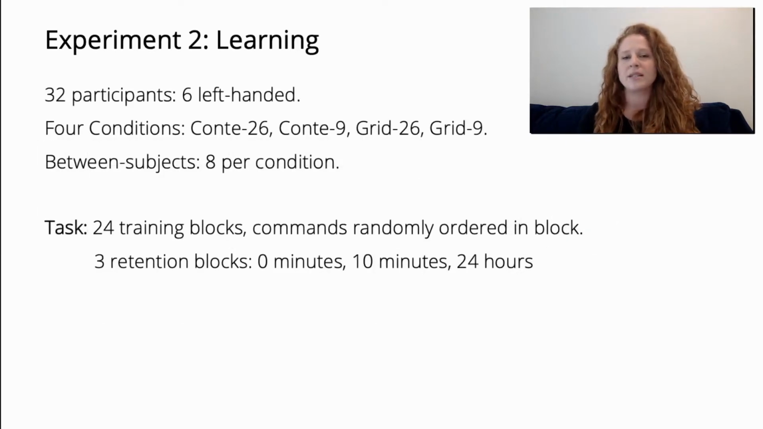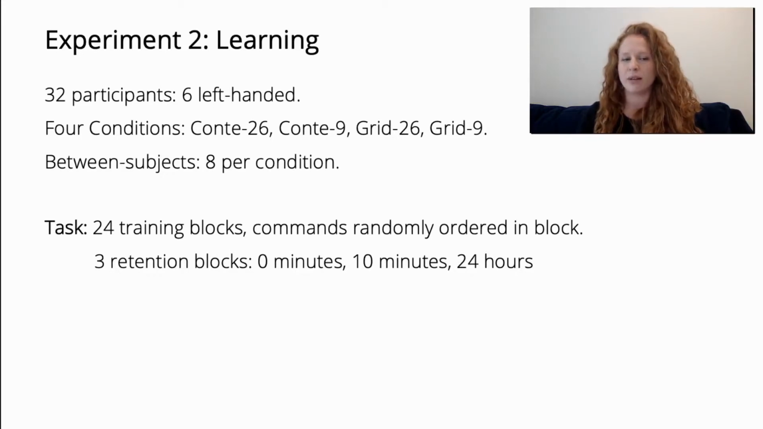We had 32 participants, 6 left-handed, 4 conditions: Conte 26, Conte 9, Grid 26, Grid 9. The study was between subjects with 8 people per condition, and the task was there were 24 training blocks where participants would play the game. Blocks had different speeds, which we elaborate on in the paper, and within one block, each command fell from the top to the bottom in random order.